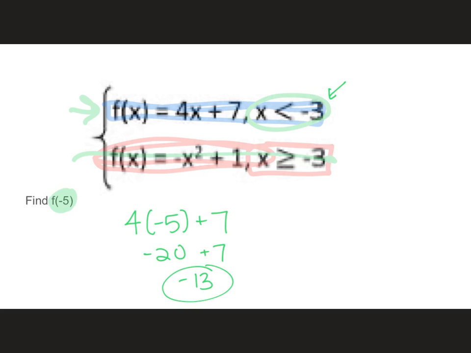That is all for evaluating functions. You may need to watch this a couple times. Make sure you take your notes and use your examples. It will help you with your assignment.